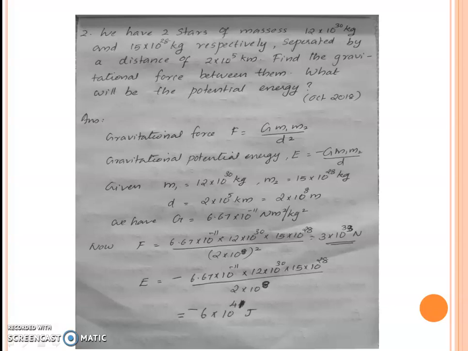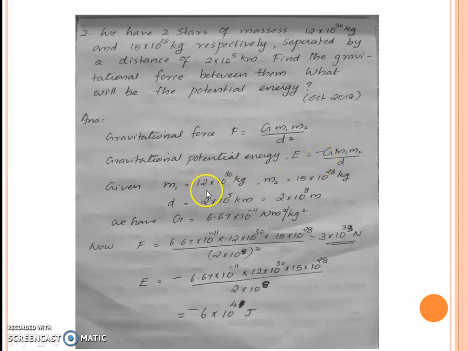If we know the formula for calculating both of these, then you can find the answer very easily. So the formula for calculating gravitational force is F equal to G m1 m2 by d square. G is the universal gravitational constant, m1 m2 are the two masses which are given in the question, and d is the separating distance between these two masses. And the gravitational potential energy can be calculated using the formula minus G m1 m2 by d. As you all know, the negative sign represents that the work is done by the gravitational force of attraction. That is why we put a negative sign here.